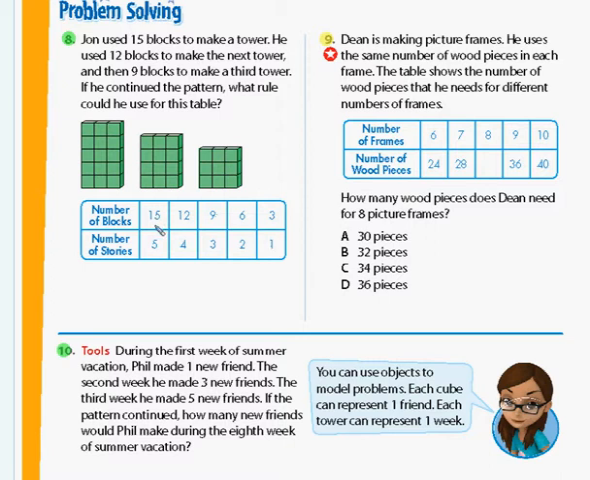15 divided by 3 equals 5. 12 divided by 3 equals 4. 9 divided by 3 equals 3. 6 divided by 3 equals 2. And 3 divided by 3 equals 1.